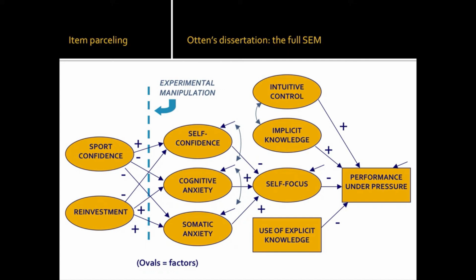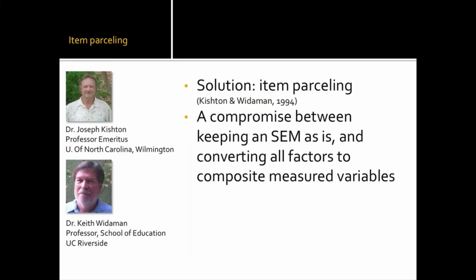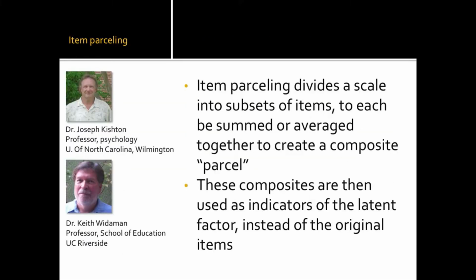So the compromise that I keep alluding to is to divide a scale into subsets of items. There are 3 different ways to do this as proposed by these authors, and I'll show you them in turn. Each of the subsets is summed or averaged together to create a composite. So we're not compositing the whole scale, we're compositing subsets of the scale, and then those subsets are going to compose a latent variable.